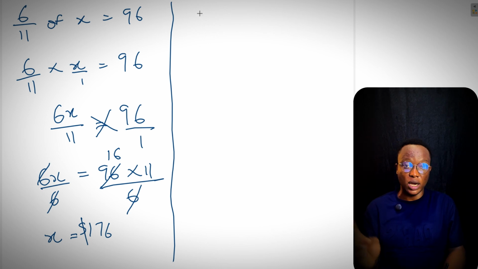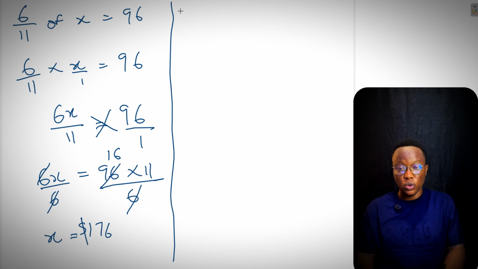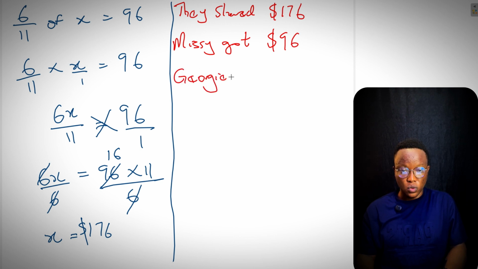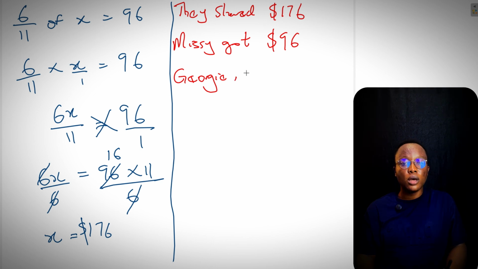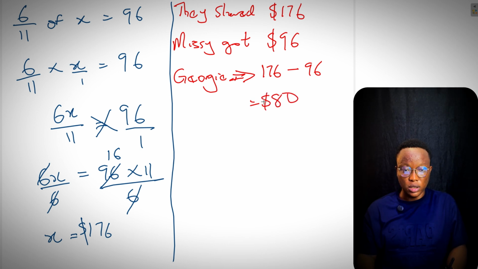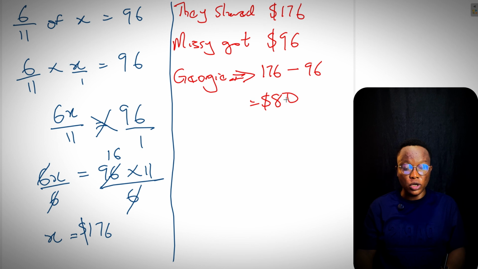Let's calculate how much Georgie got from the whole lot. How much did Georgie get? We can do this in two ways. We can just subtract. So they shared $176. Missy got $96. Georgie obviously will get 176 minus 96, and that will give us $80.